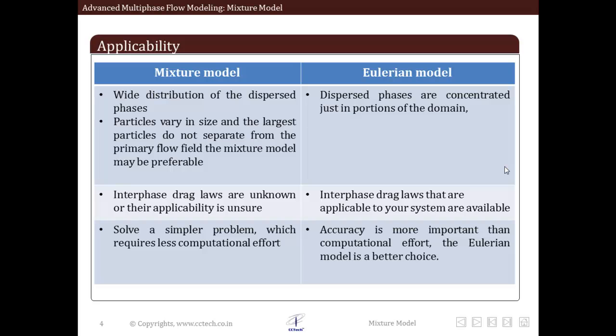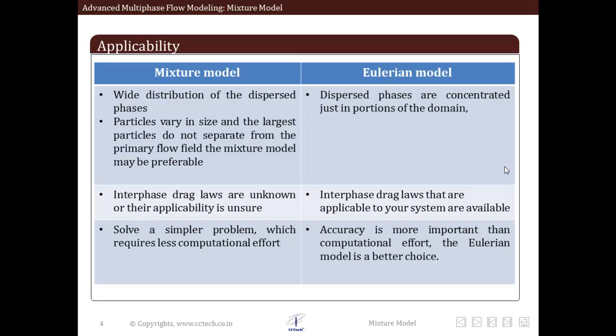There are three criteria on which we can take a decision as to whether we use the mixture model instead of the Eulerian model. First is the dispersed phase distribution. If there is wide distribution of dispersed phase, we prefer to use the mixture model. That is, we have particles which vary in size and the largest particles do not separate from the primary flow field. In such cases, mixture model can be used. If we have dispersed phase which is concentrated just in a portion of the domain, and if we have a narrow distribution of the dispersed phase, we go for the Eulerian model.